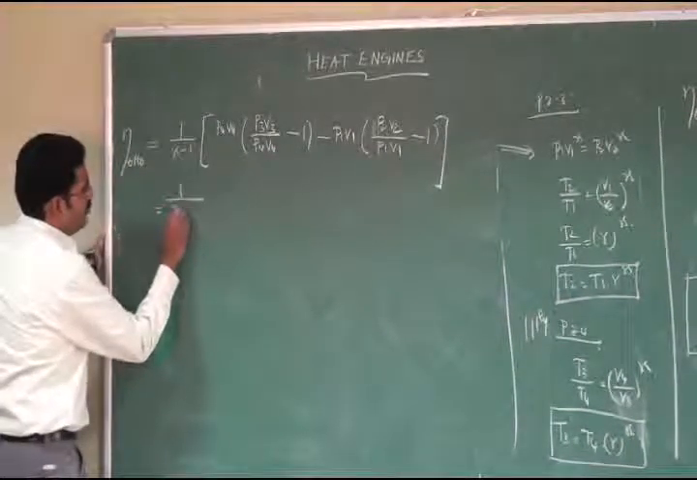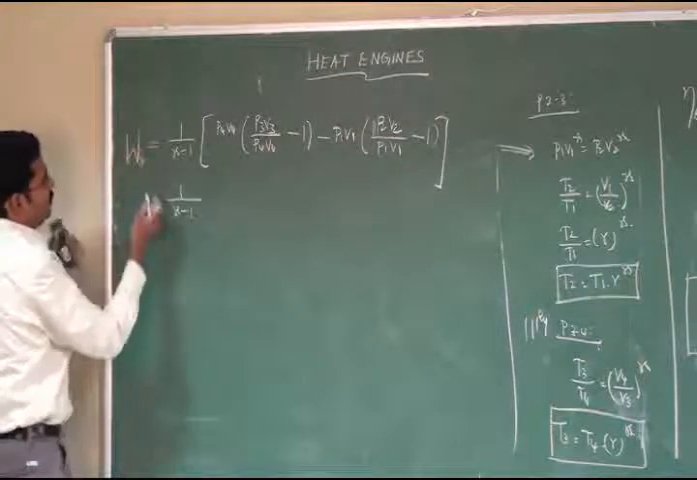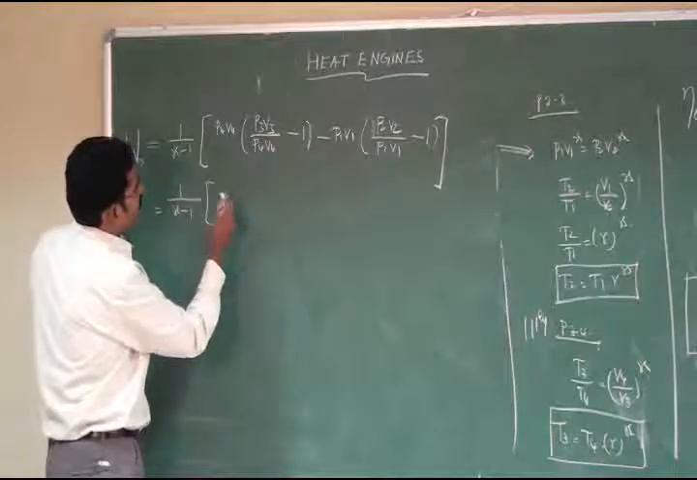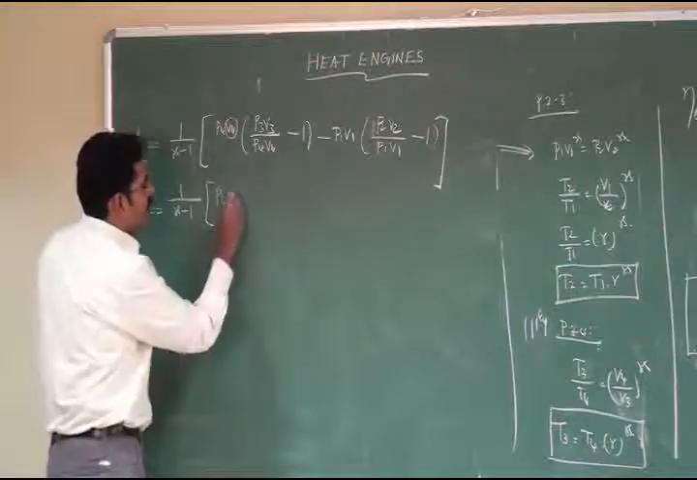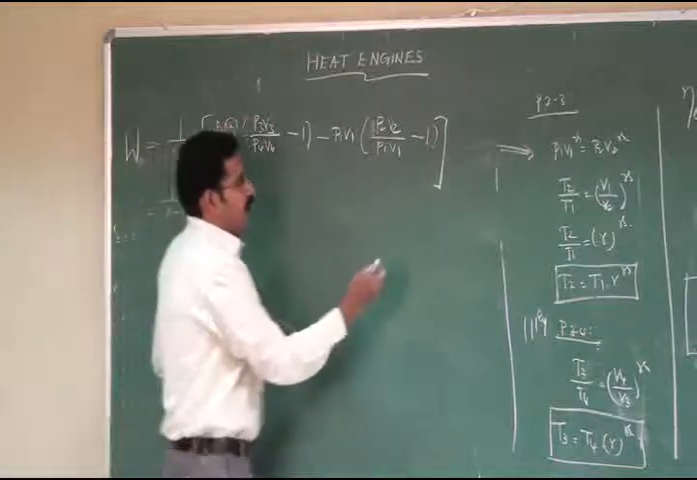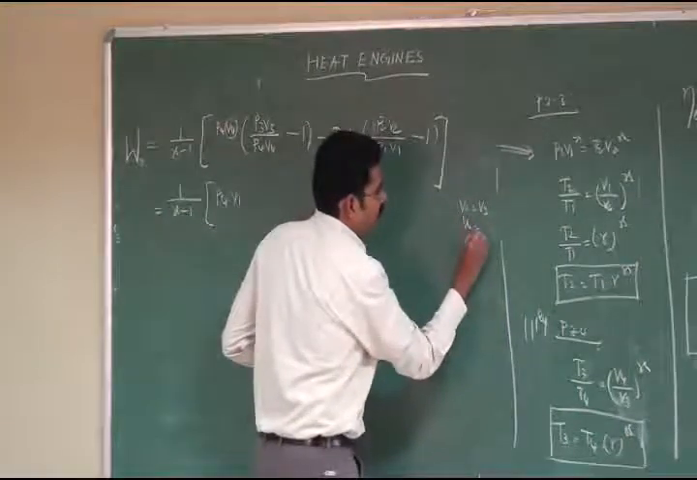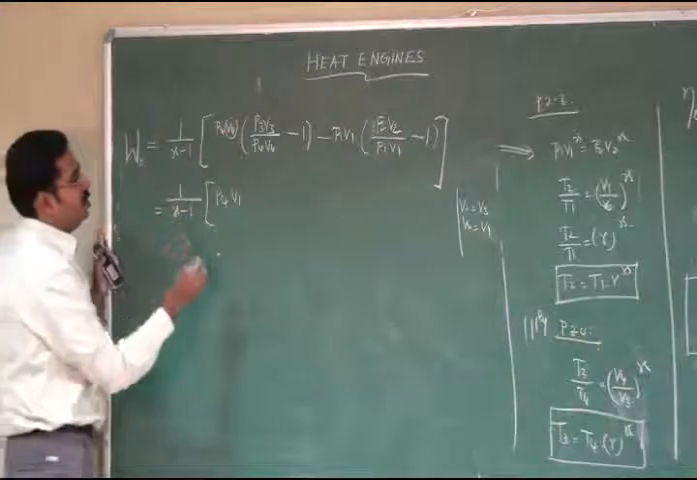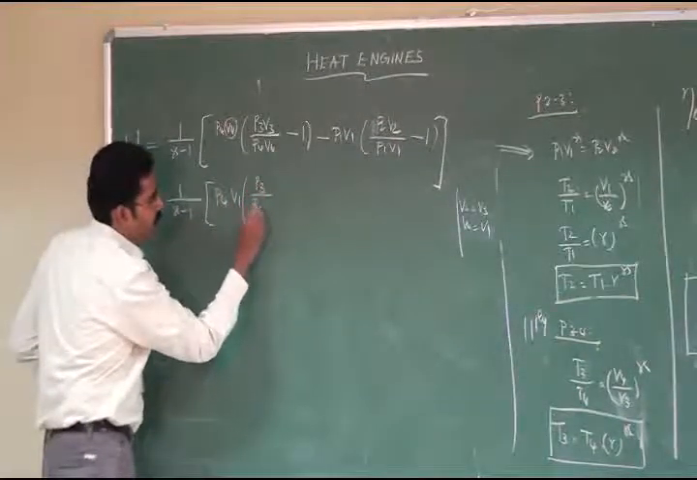Then I kept 1 minus gamma minus 1. This is the work done formula. And P4 V4 can be replaced by V1 by means of the diagram. We know that V2 is equal to V3 and V4 is equal to V1, as I showed on the PV diagram. So V4 can be replaced by V1 and P3 by P4.